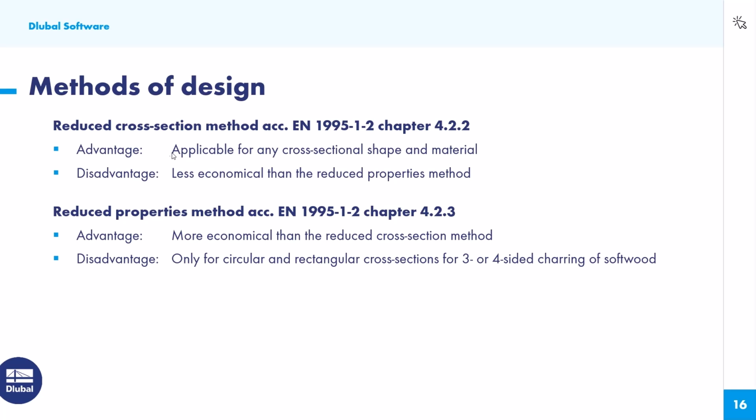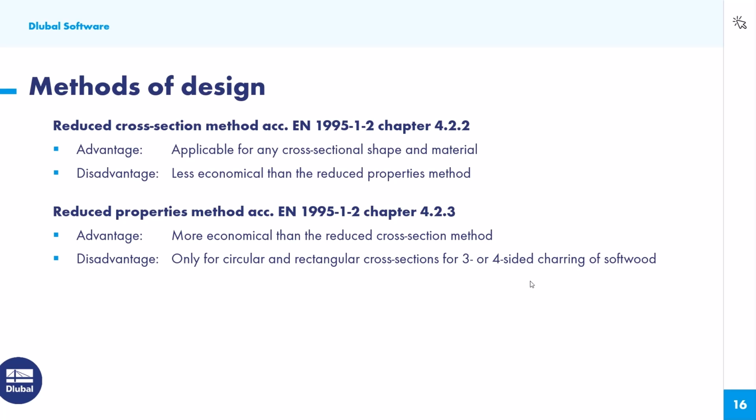So the advantage of the reduced cross-section method is it's applicable for any cross-sectional shape and material. And the disadvantage is this method is a bit less economical than the reduced properties method, which has the advantage, of course, that it's more economical. But it has a disadvantage, of course. It's only valid for circular softwood materials and also only for rectangular cross sections for 3- or 4-sided charring of softwood as well.